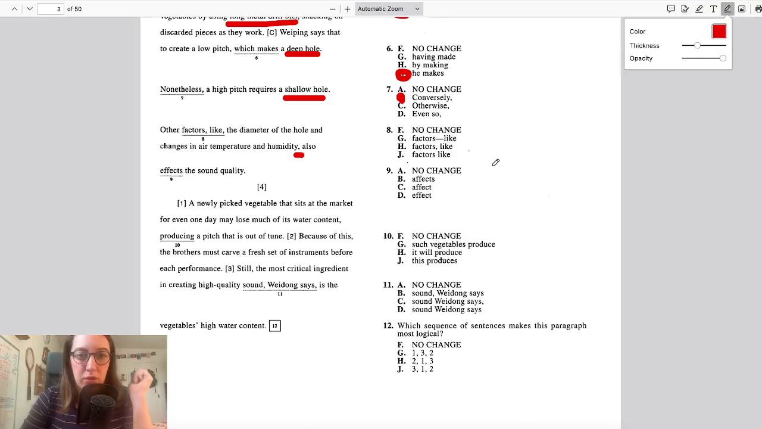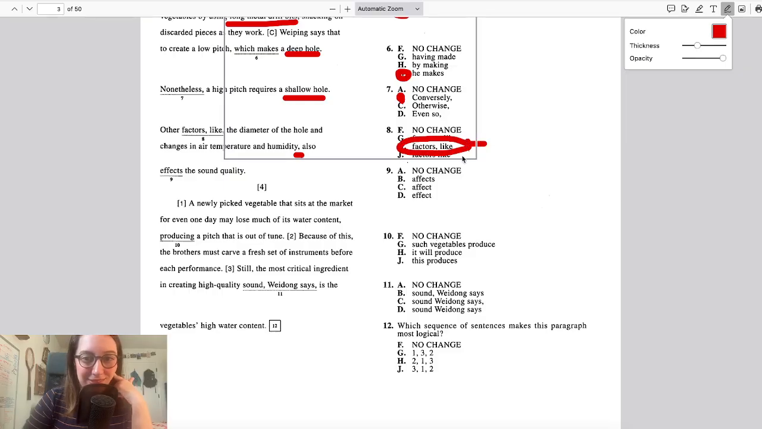Okay, back to number 8. So this one would be H, factors like. I'm going to have to circle it because it's getting mad at me for having that box there. Okay, number 9, we already said is effects.